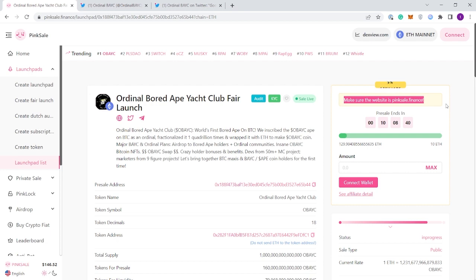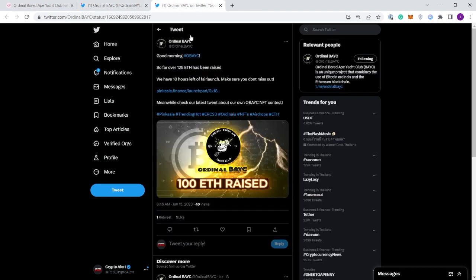Right, guys, so getting straight into it, the pre-sale does end in the next 10 hours. They've raised over 129 Ethereum. If this doesn't speak volumes, I don't know what will, right? If you go over to one of the latest tweets, you can actually see here, they have over 10 hours left on the fair launch. This was posted a couple minutes ago, in fact.